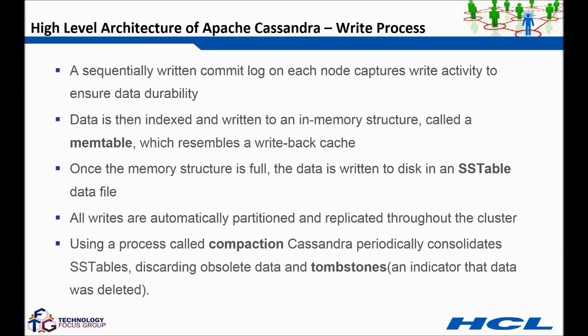When a write happens, what exactly is happening under the hood? A sequentially written commit log on each node captures write activity to ensure data durability. So first, commit logs will be written onto the disk. Data is then indexed and written to an in-memory structure called a memtable. Once the commit log is written, the data is placed in the memtable, which resembles a write-back cache.